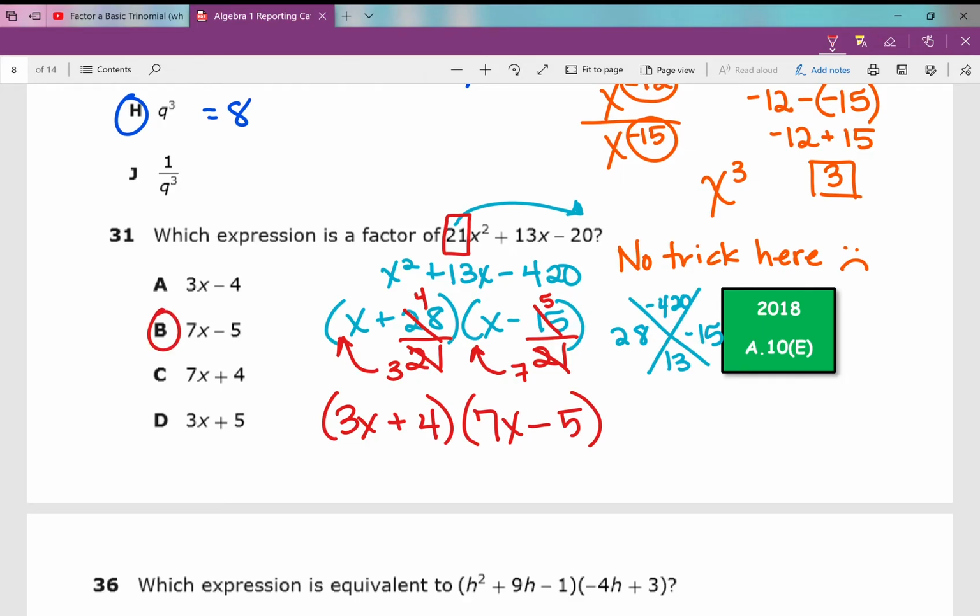B. 7x minus 5. You have to be really careful, because not only is this a super difficult question, but look at this. This is 3x plus 4, and that says 3x minus 4. That's not the same thing. Okay, so just be really careful.